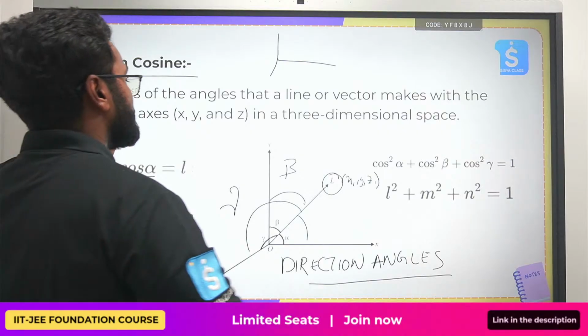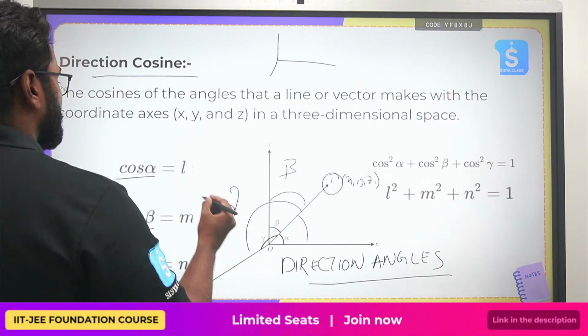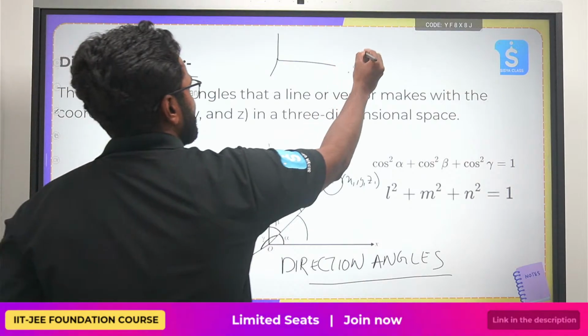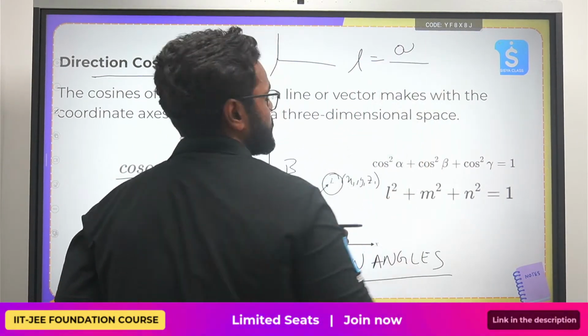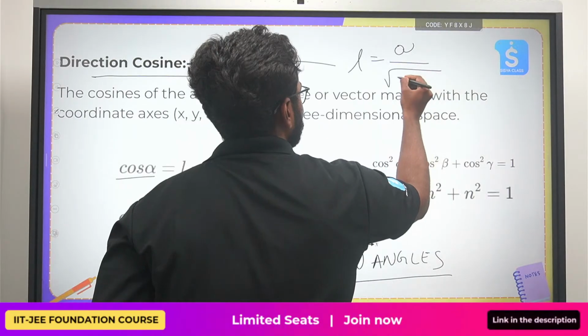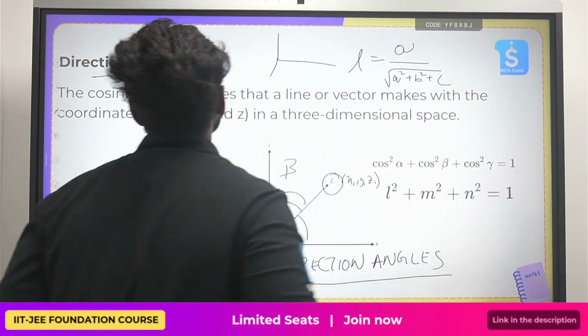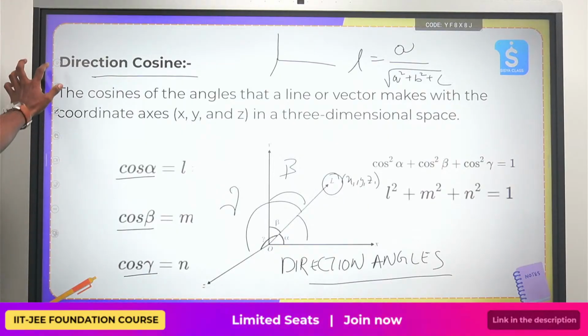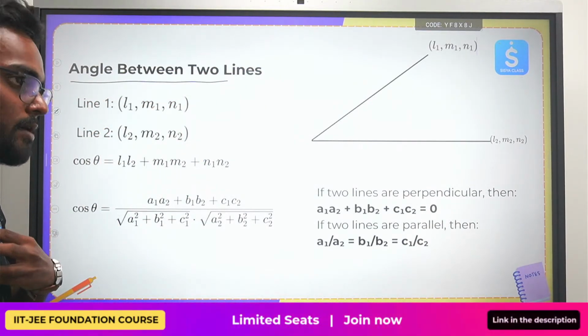Direction ratios are the numbers that are proportional to the direction cosines. See, L is a direction cosine. The value would be A by the magnitude, root over A square plus B square plus C square. These are called direction ratios. It's an important topic.